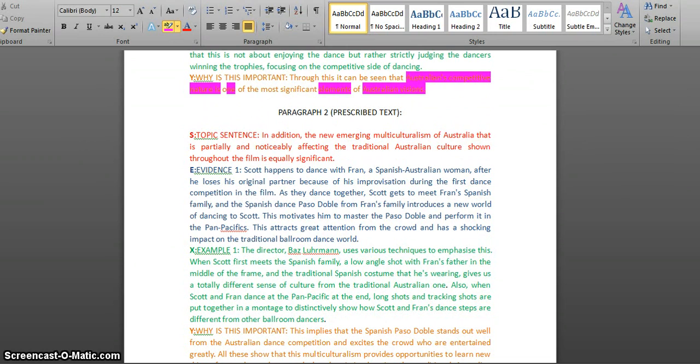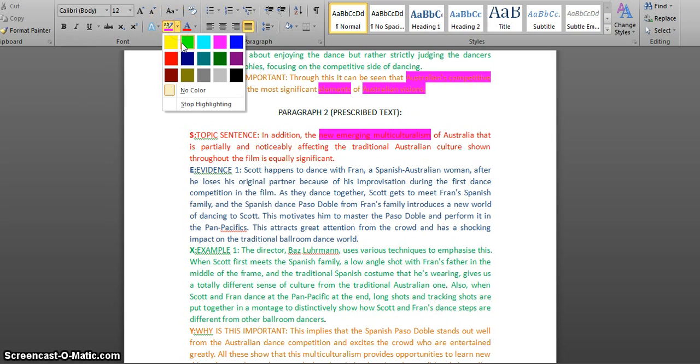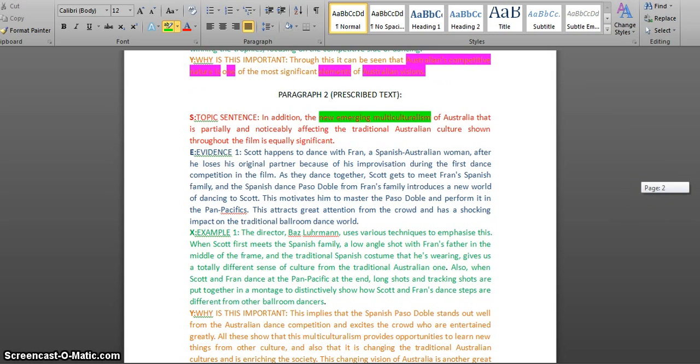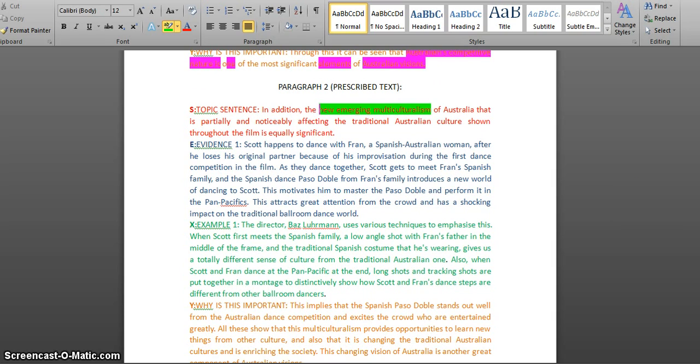It says, topic sentence. In addition, the new emerging multiculturalism in Australia that is partially and noticeably affecting the traditional Australian culture shown throughout the film is equally significant. So he's talking about multiculturalism now. Might change the color. Okay. So he's saying that that's a significant element of Australian visions.